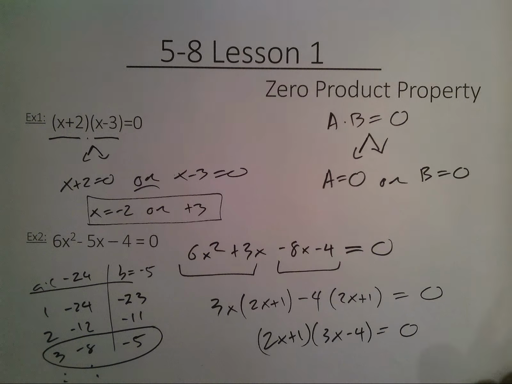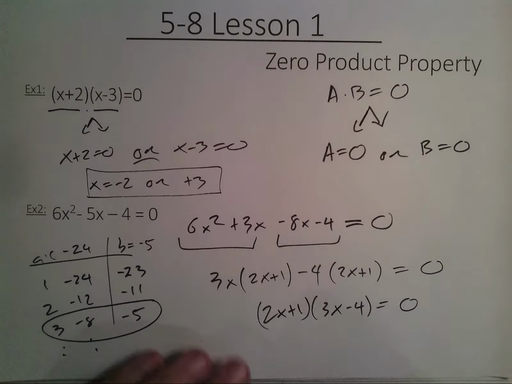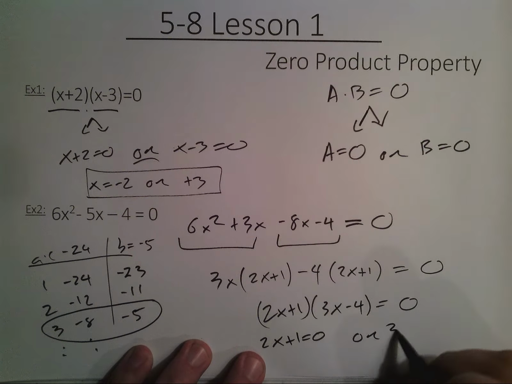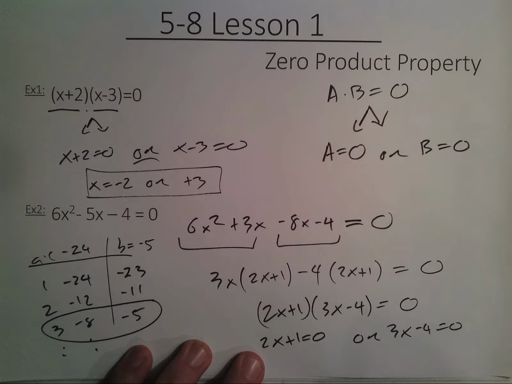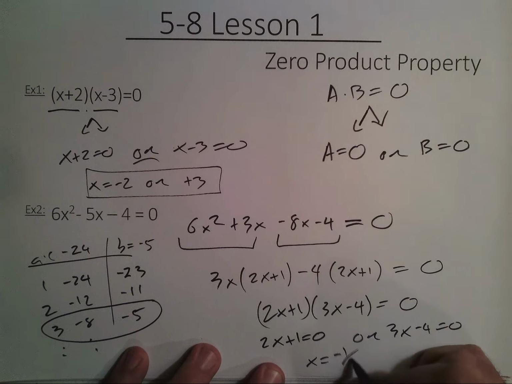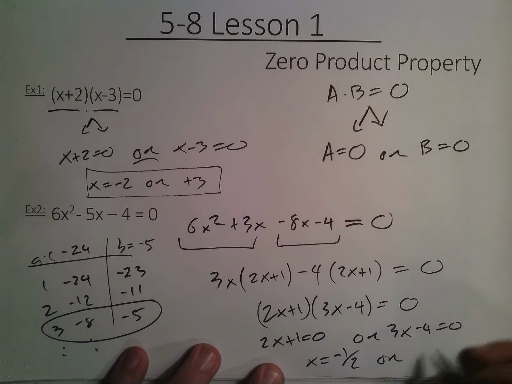So now I get my two worlds. I have 2x + 1 is equal to 0, or 3x - 4 is equal to 0. Do the algebra and I get x is equal to negative 1/2, or x is equal to positive 4/3.